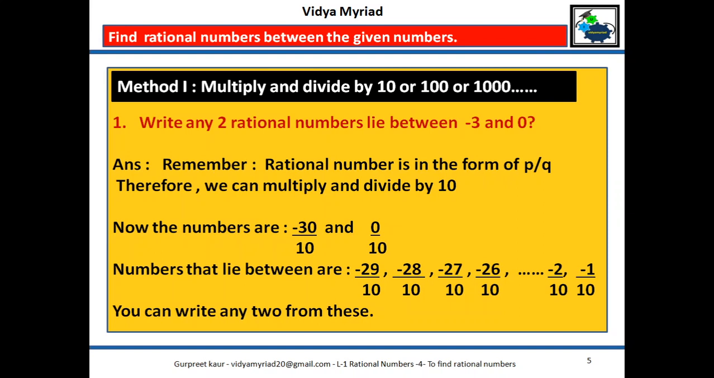So you can say there are so many, n numbers. Similarly, I can also multiply and divide this by 100. I can do it by 1000 also. The bigger the number, the more numbers will lie between them. That is why we say that in between two rational numbers there are infinite numbers that we can find.